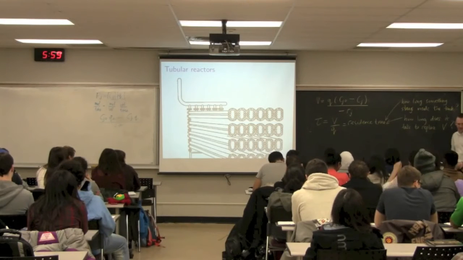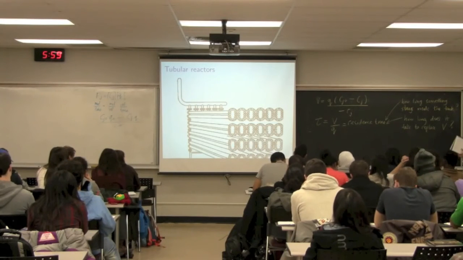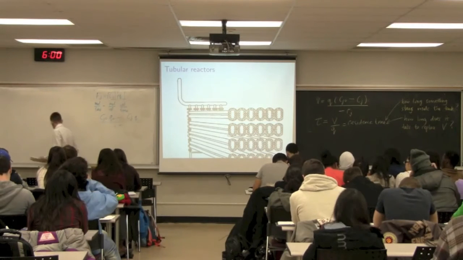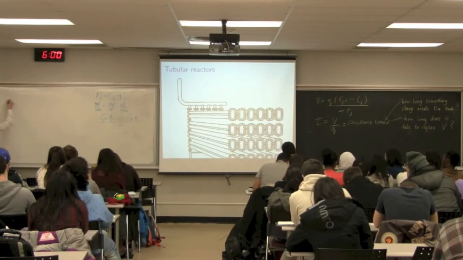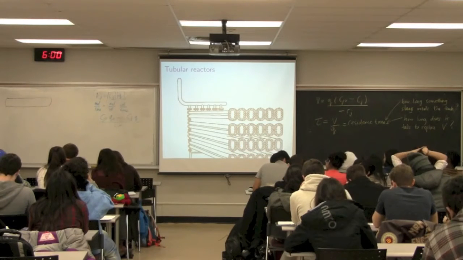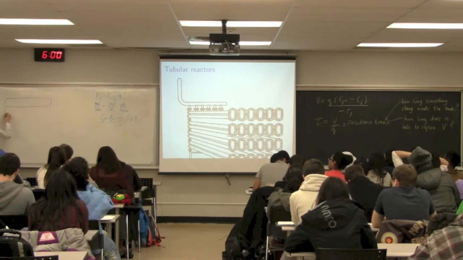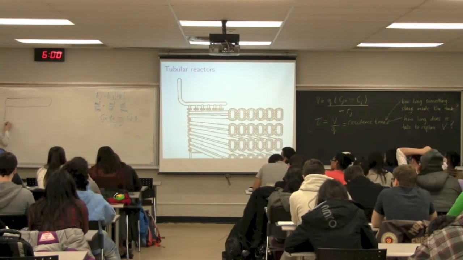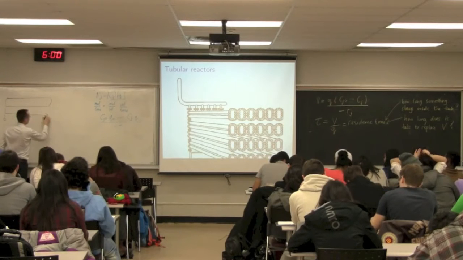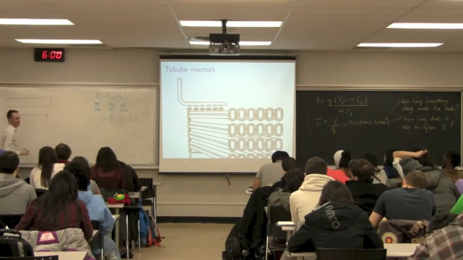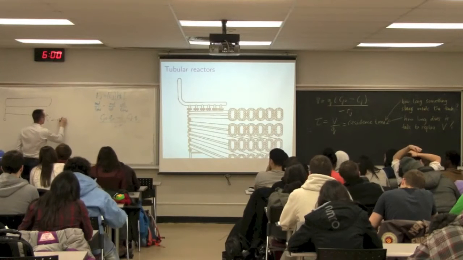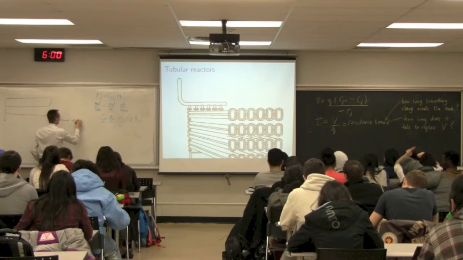Now let's take a look at the modeling for it. So there's my tube. I'm going to introduce this coordinate down here, 0. That's the entry to my tube, and it's going to go all the way along to a final volume, capital V. So this is the volume V at the exit.